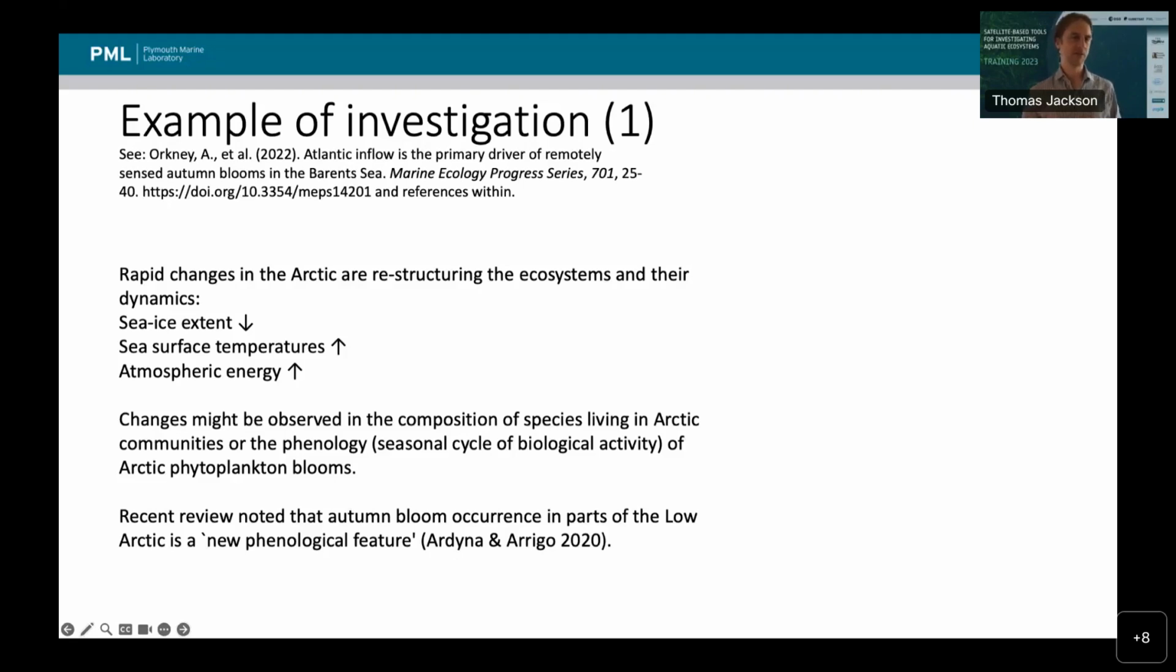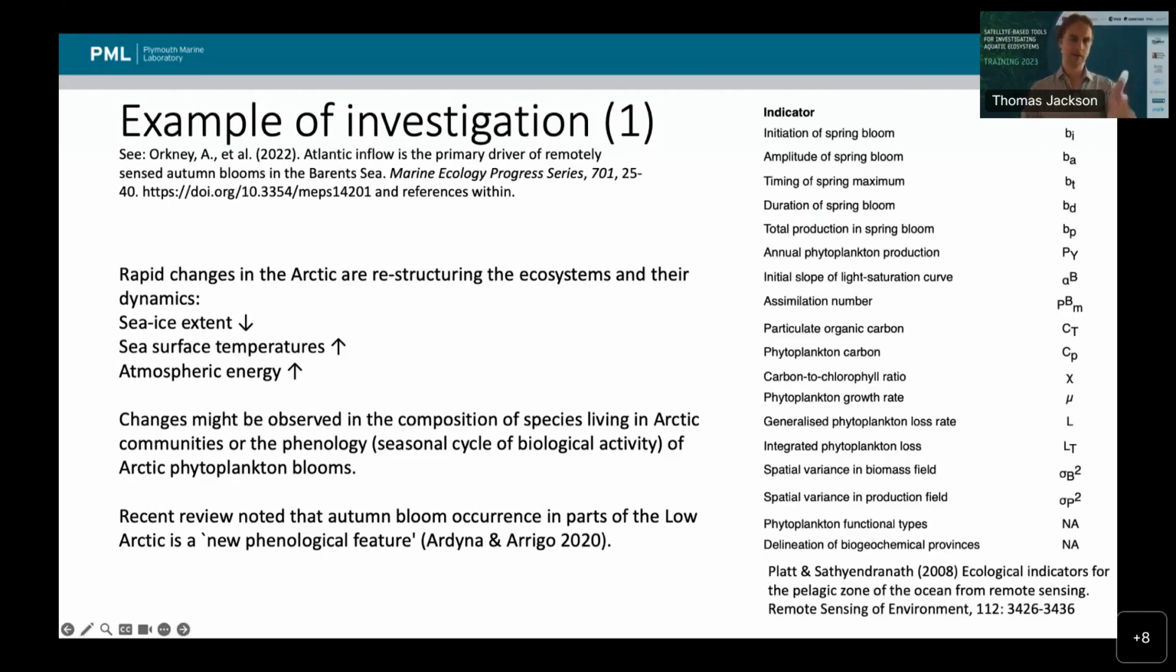And those are pretty significant changes, and there's likely to have an impact from what we know around the drivers of phytoplankton growth. And there was a recent review that noted that autumn blooms have been occurring in the low Arctic as a new phenological feature. Normally in the Arctic, it was classed as primarily just one bloom, rather than this spring and autumn bloom. But now we're starting to see spring and autumn blooms together. And again, this is coming back to this list of indicators. So we're looking at what might be changing and which indicators we might use to look at that.